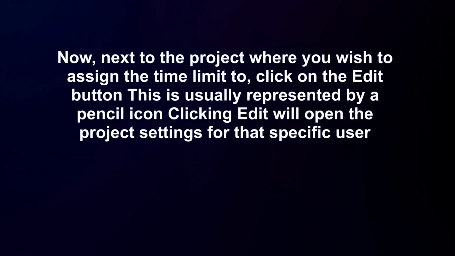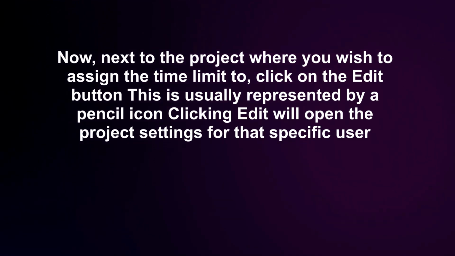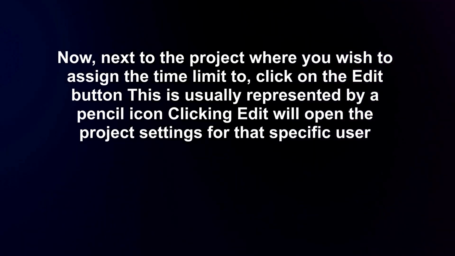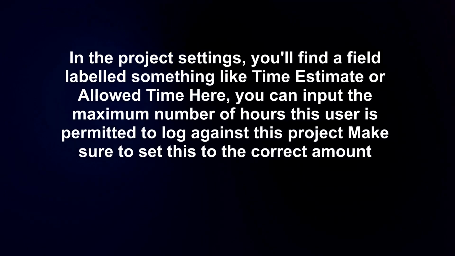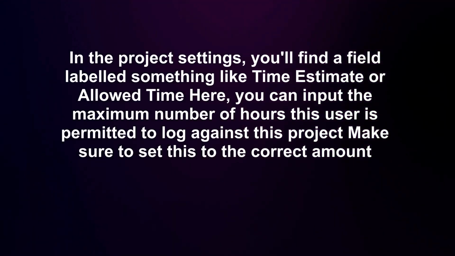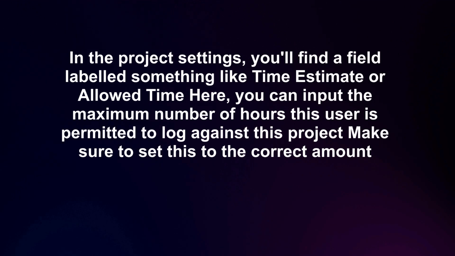Now, next to the project where you wish to assign the time limit to, click on the edit button. This is usually represented by a pencil icon. Clicking edit will open the project settings for that specific user. In the project settings, you'll find a field labeled something like time estimate or allowed time. Here, you can input the maximum number of hours this user is permitted to log against this project.